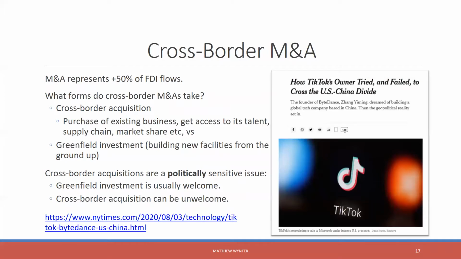So let's look a bit more at cross-border M&A. Mergers and acquisitions represent well over 50% of these FDI flows. And what forms do these take? These cross-border acquisitions can be purchasing an existing business. So you buy a firm. It could be a private firm, meaning that it's not publicly listed. You could be an acquirer for a public firm. That means that it's listed on an exchange. So they can take different forms.